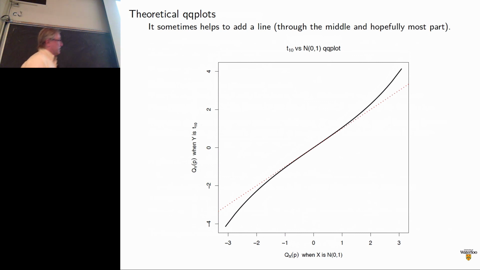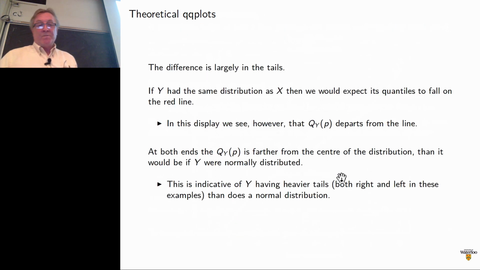Sometimes it's helpful, and this is just choosing a convenient straight line so you can see where the departures are. So I add this straight line here so that you can see that it is farther away from where I would expect it to be for a Gaussian. It's farther away from the middle there, and farther away from the middle here. So this difference is largely in the tails. And just repeating myself here, if they'd been identical, you'd expect the y values to follow along that red line to agree with the x values.